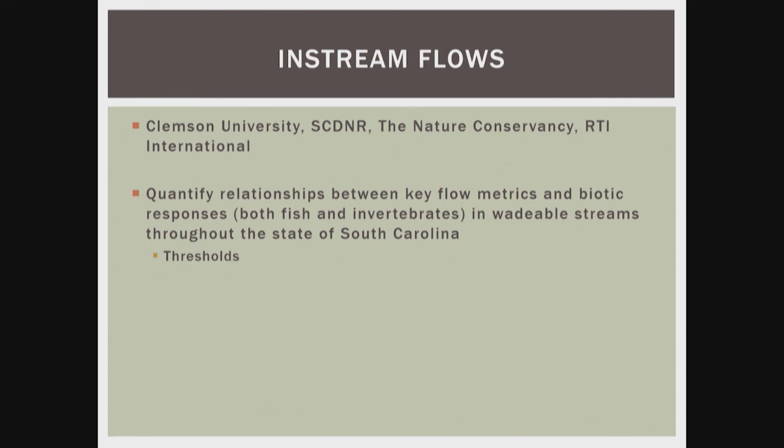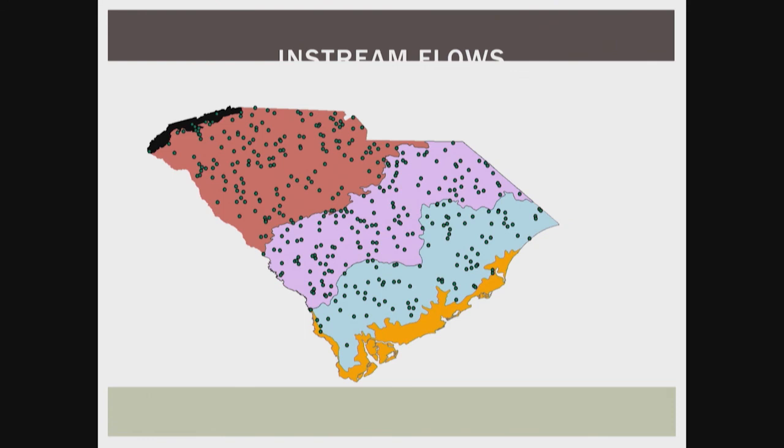And really my role right now is trying to quantify these relationships between these flow variables and the biotic responses. So I'm really trying to find a threshold. If you have so much percentage change in flow, what happens to the community? And try to come up with a number, so hopefully we'll find these thresholds of huge change. SCDNR sampled all over South Carolina. I think we have roughly about 400 sites that we'll be using. And right now I'm just waiting on RTI's hydrological flow models. And hopefully I'll be able to present this work at a future date and give a whole presentation based on this.